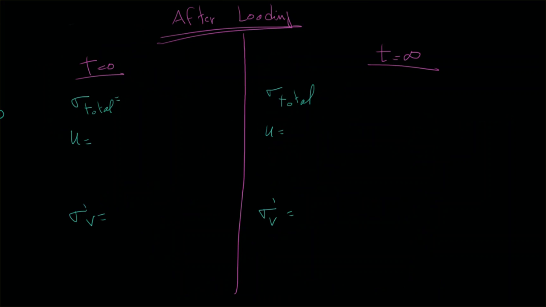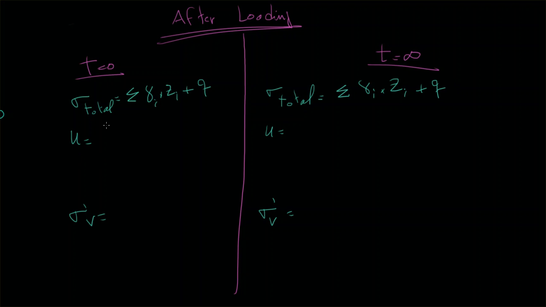So here I want to make a comparison between total stress, pore water pressure, and the effective stresses in soil at time equal to 0 and time equal to infinity after we load the soil. So at time equal to 0, the total stress will be the sum of gamma soil times z of soil layers plus surcharge. And at time equal to infinity, again it is equal to the sum of gamma soil times height of soil layers plus the surcharge. So that's essentially the same.